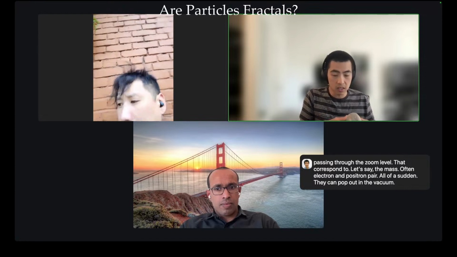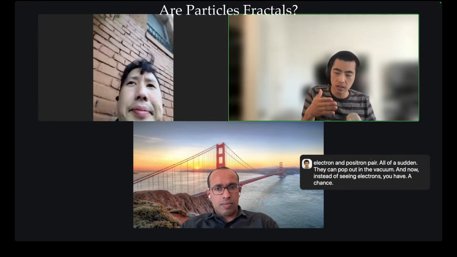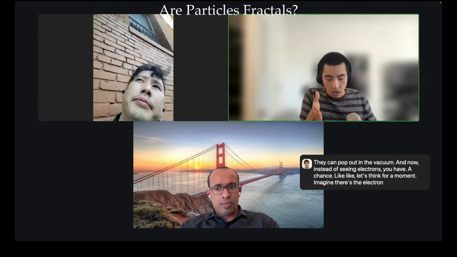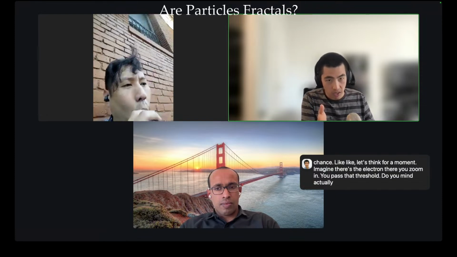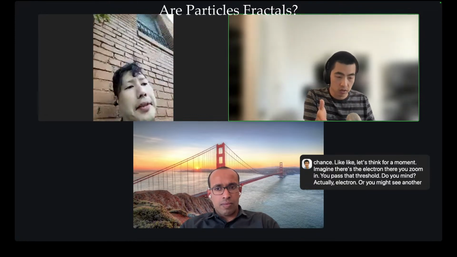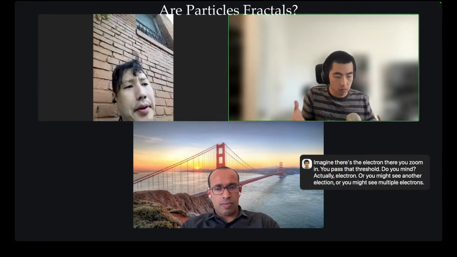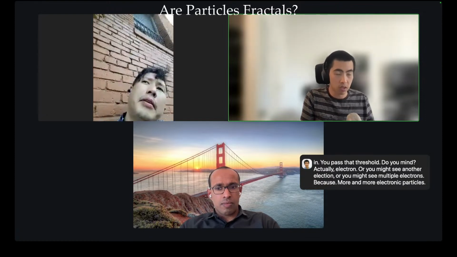And now, instead of seeing an electron, you have a chance. Let's think for a moment. Imagine there's an electron there. You zoom in, you pass that threshold, you might actually see an anti-electron, a positron. Or you might see another electron, or you might see multiple electrons, because more and more electron particles are able to just kind of pop into existence.